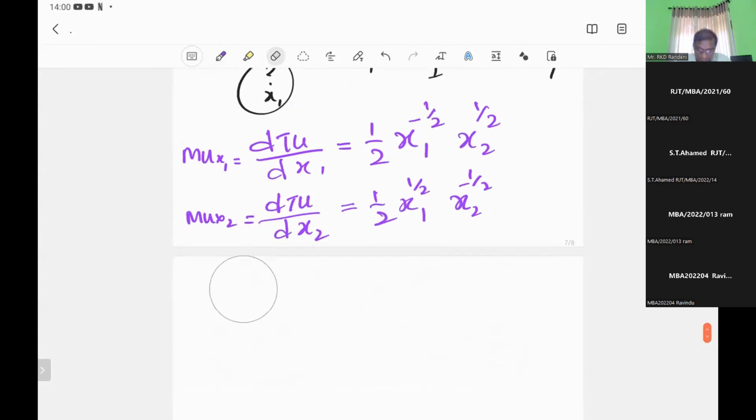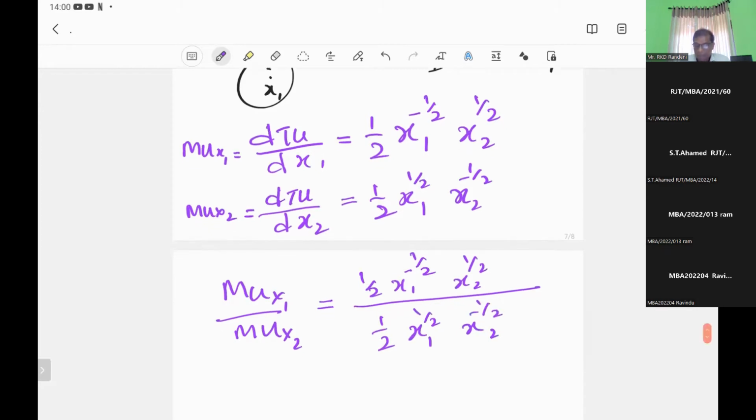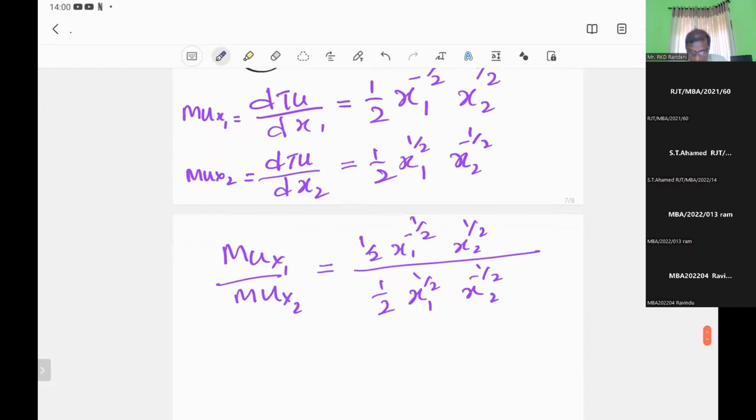Now MUx1 divided by MUx2. That is half x1 to the power minus half x2 to the power half, divided by half x1 to the power half x2 to the power minus half. Then MUx1 divided by MUx2.